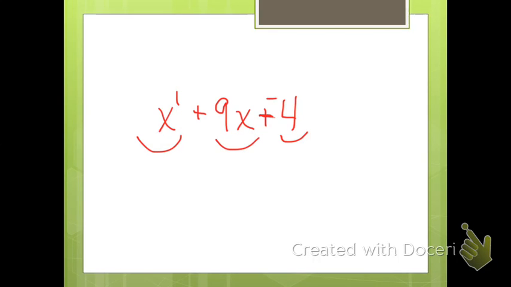So it's got 3 terms, and I need to check the power on the variables. This one has the 1 stated. This one is actually also a power of 1. So my variables are only raised to a power of 1. And so this is a linear expression.